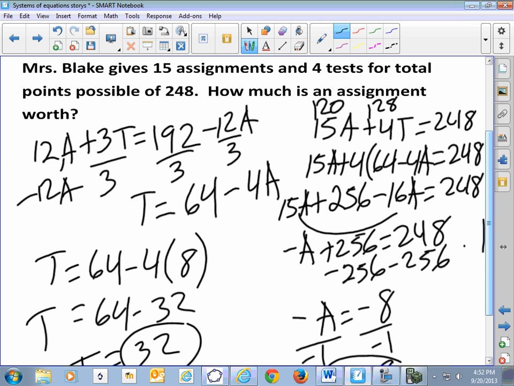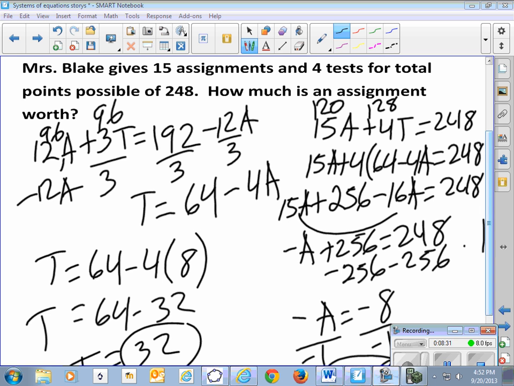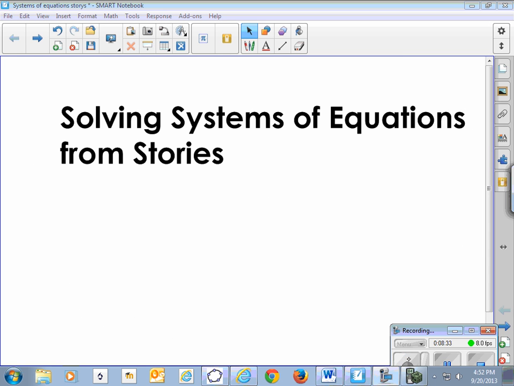Yes. 12 assignments at 8 is 96. 3 tests at 32 would be 96. 96 plus 96, is that 192? Yes. Checks out. So we solved systems of equations from stories.